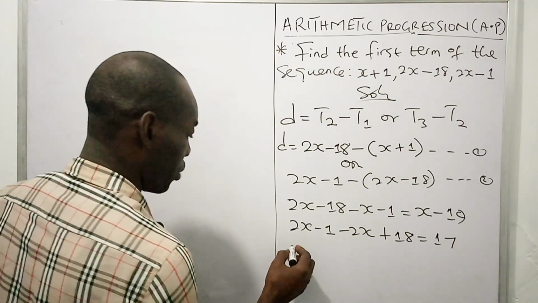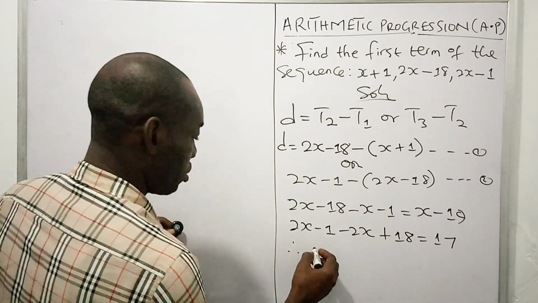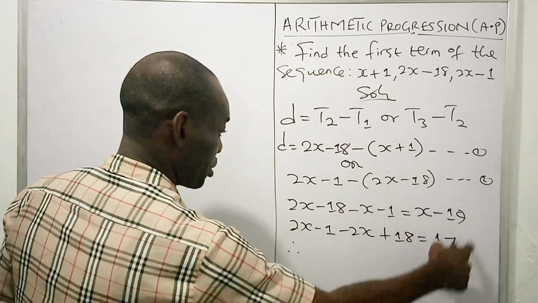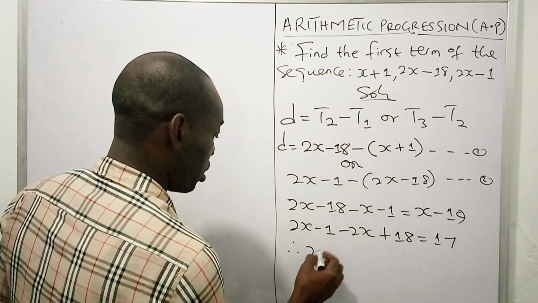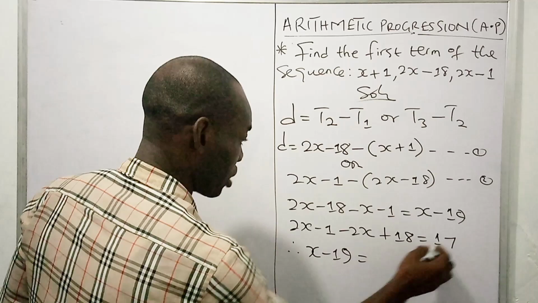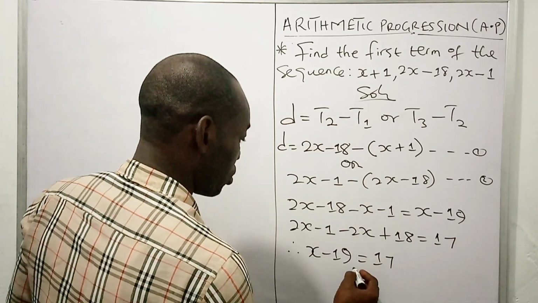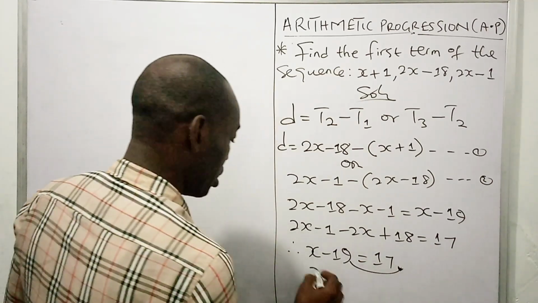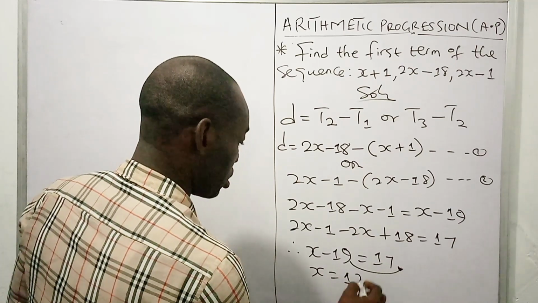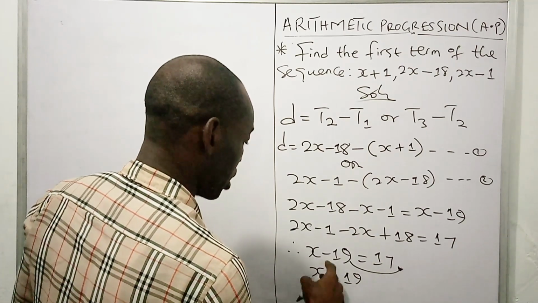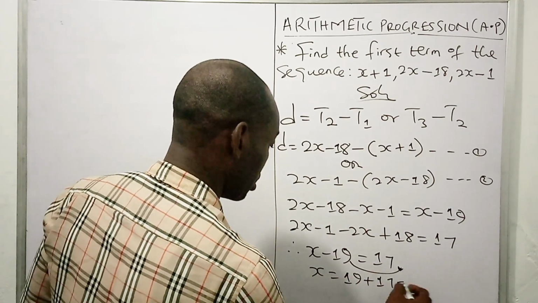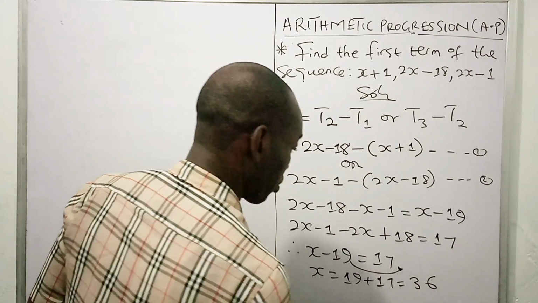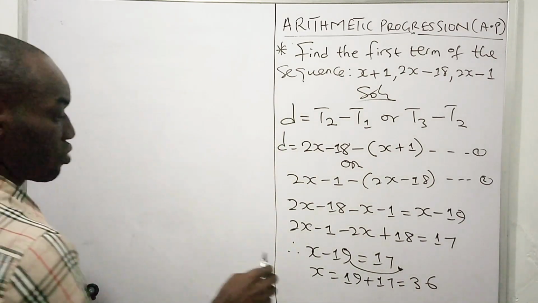So I equate here that this and this are equal, because both of them will give us the common difference. x minus 19 is the same thing as 17. So if we cross this to the other side, 19 becomes positive, plus 17, and that will give us 36. That's the value of x.